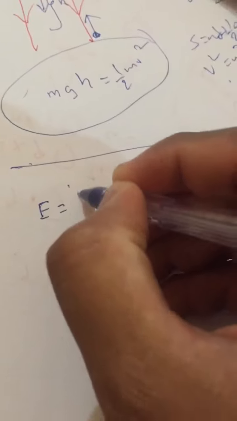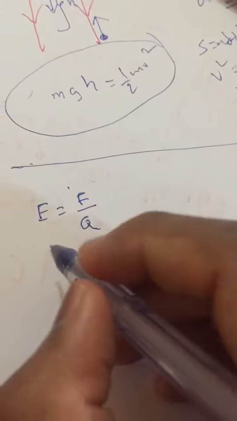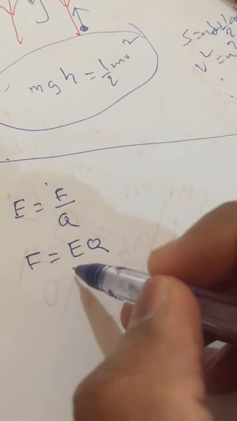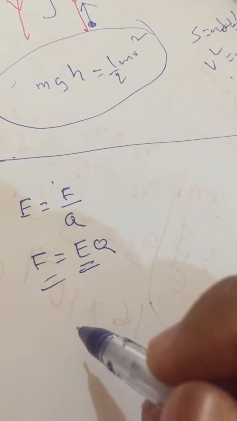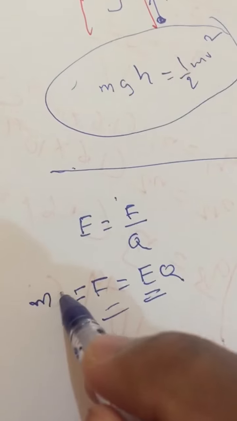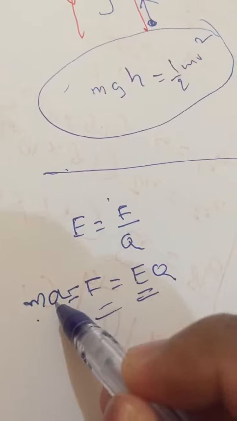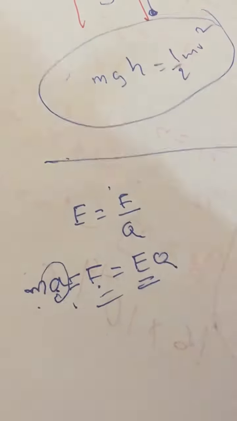And we know that the electric field strength relates to charge and force like this. So F is equal to EQ. So as long as the field strength remains same, the force is going to remain same. But force is famously related to acceleration using ma. So as long as force remains same, acceleration will also remain same.